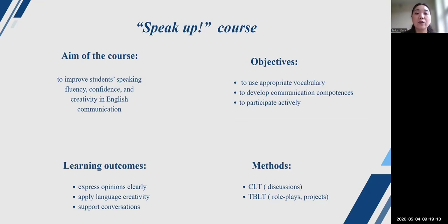In terms of methodology, the course applies both communicative language teaching and task-based language teaching approaches. Students engage in pair and group discussions, as well as role plays and project-based activities. Overall, the alignment between goals, objectives, and outcomes ensures both coherence and practical relevance.